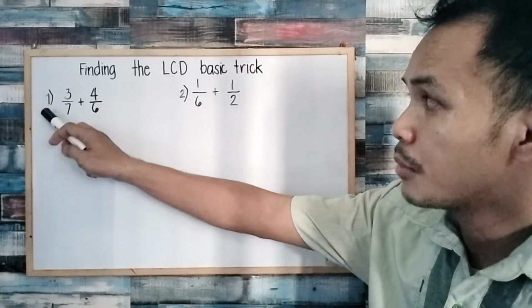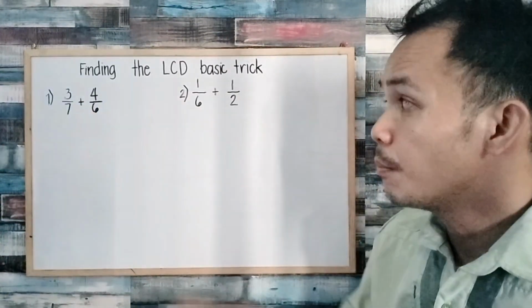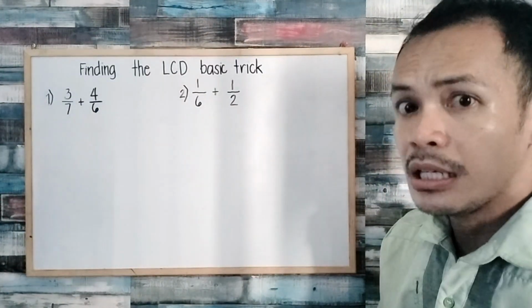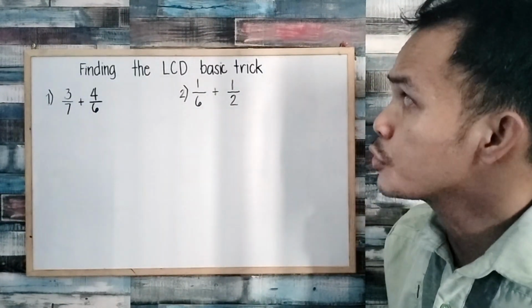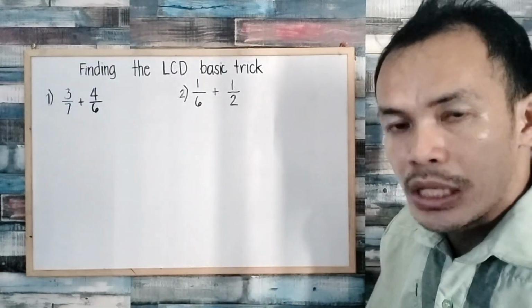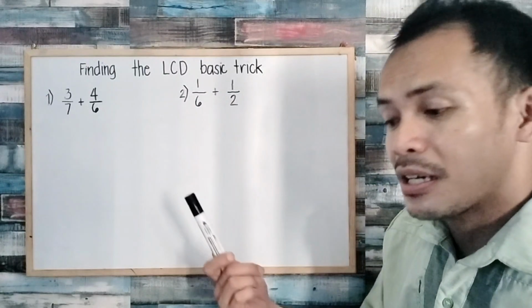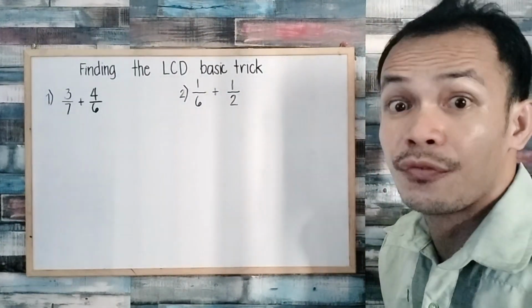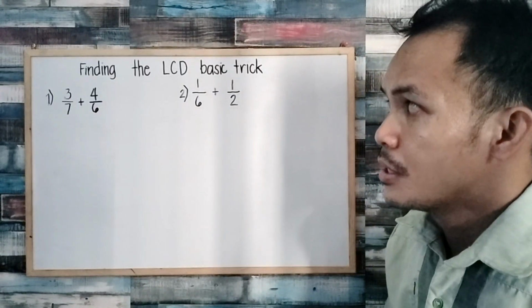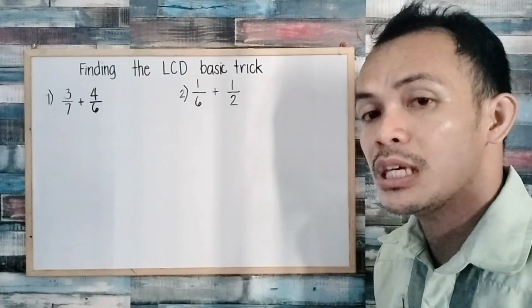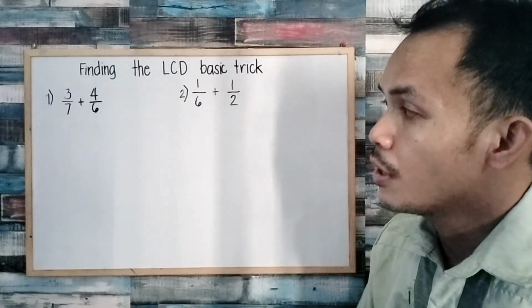Alright, so let's have number 1. 3 over 7 plus 4 over 6. And basically, if you do not know how to find the LCD using the basic trick, then you will do the listing method or prime factorization or the other method in finding the LCD. So by just looking into the fractions, you can easily give me the LCD of the fraction.